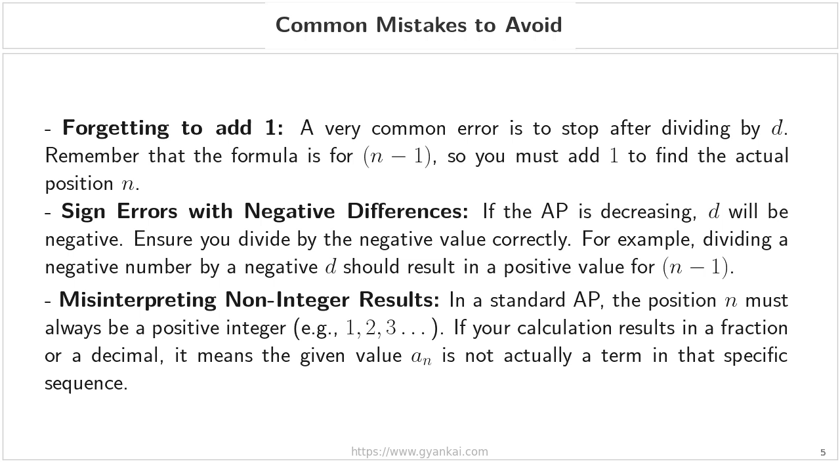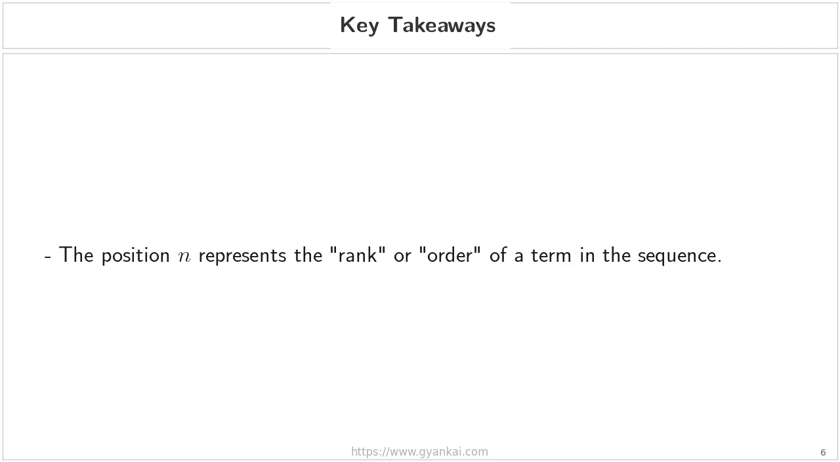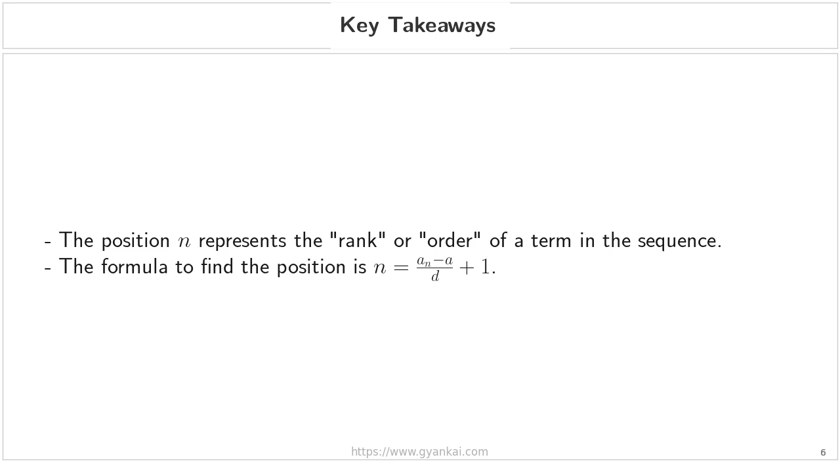Now, let's move to our final slide to summarize everything we have learned today. Key takeaways. First, remember that the position, which we call n, isn't just a number. It represents the rank or the specific order of a term within the sequence. It tells you exactly where that term sits in the line. Second, if you ever forget the algebraic steps we practiced in slide 2, you can use this direct formula. n equals the quantity a sub n minus a, all divided by d, plus 1. This is a great shortcut to have in your toolkit.